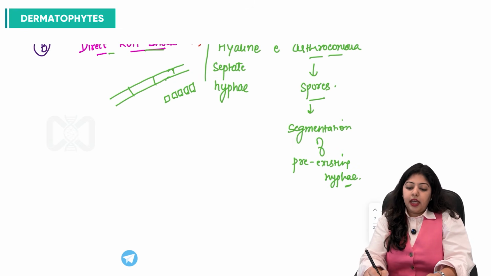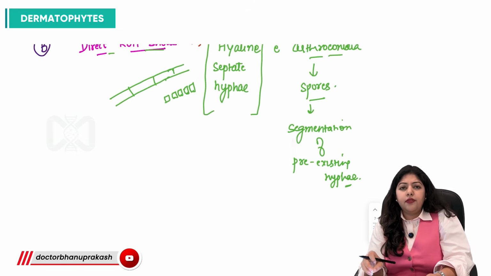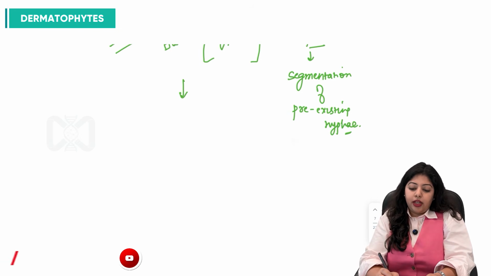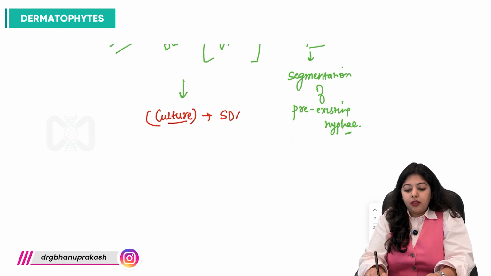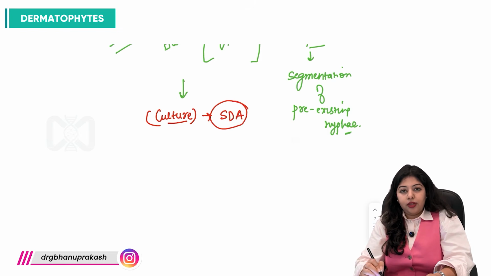So direct KOH mount shows these hyaline septate hyphae, and this will somehow give us a direction that yes, dermatophyte infection is present, right? And what do we need to do next? We need to do the culture of this sample, right? So for culture, we would be requiring a culture media. So the most common culture media used in fungal growth is SDA, right?